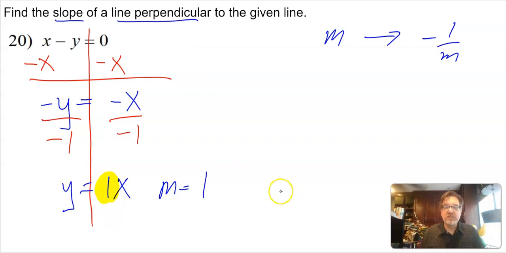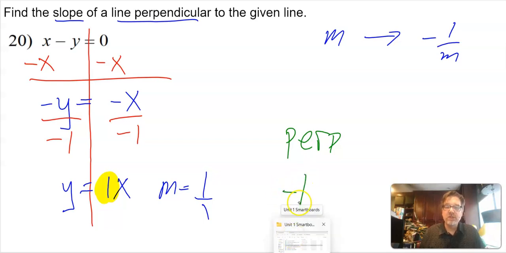The slope perpendicular to it, just making a note, perpendicular, take the fraction, 1, this is really 1 over 1, turn it upside down, so it's still 1, change the sign. Change the sign from a positive 1 to a negative 1.